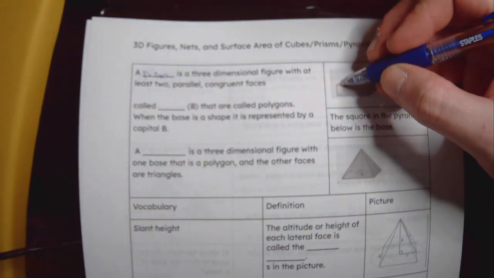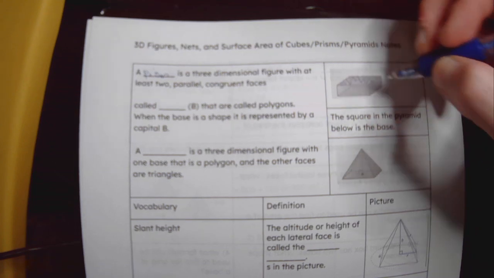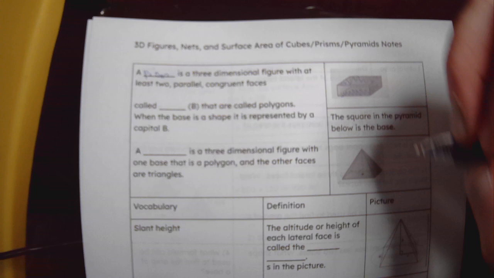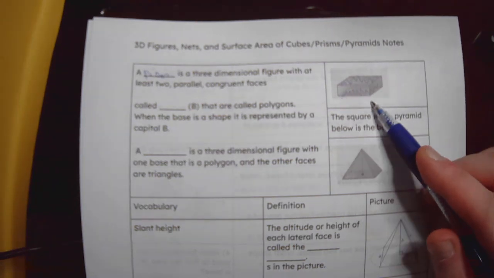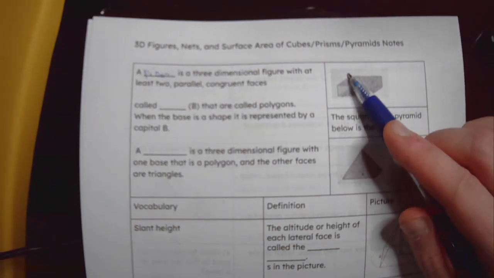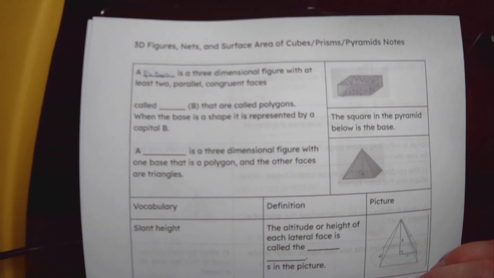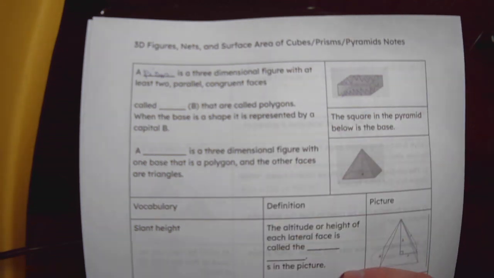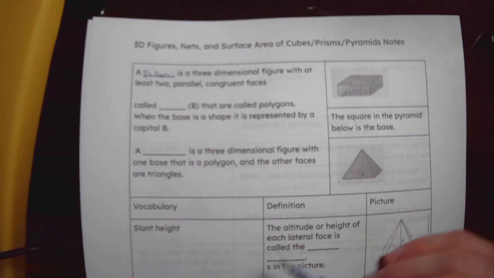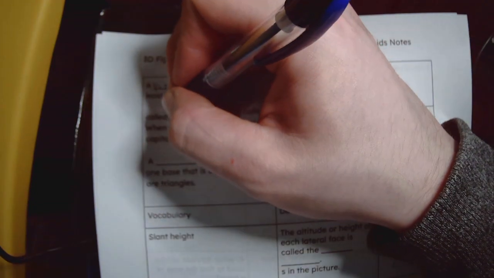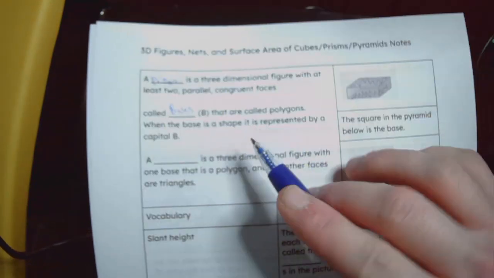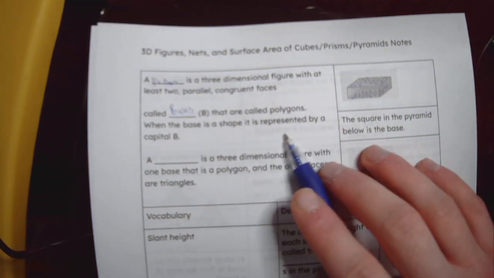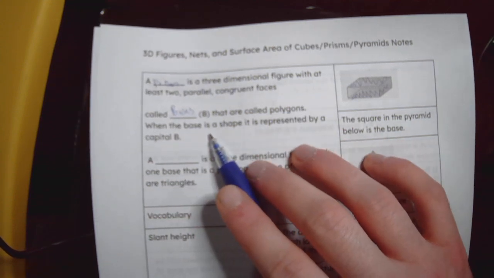So in this rectangle, the rectangle that's on top of the rectangular prism and the rectangle that's on the bottom of the rectangular prism, they're the same size, same shape, and they are parallel to each other. The congruent faces are called bases. Those are polygons. The base is represented by a capital B, because it's the area of the base.